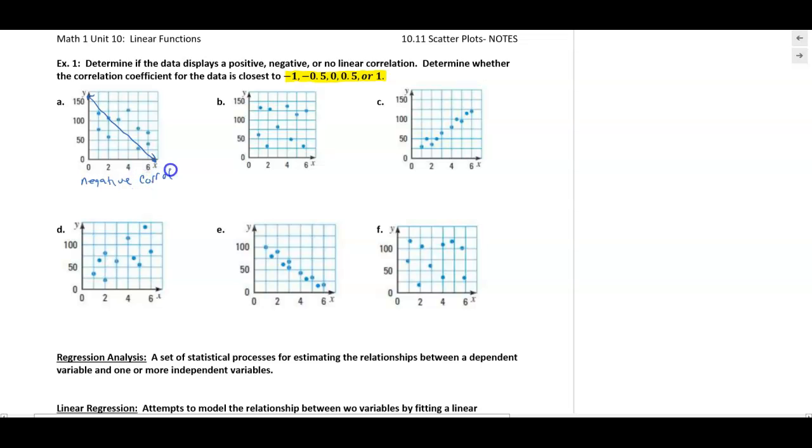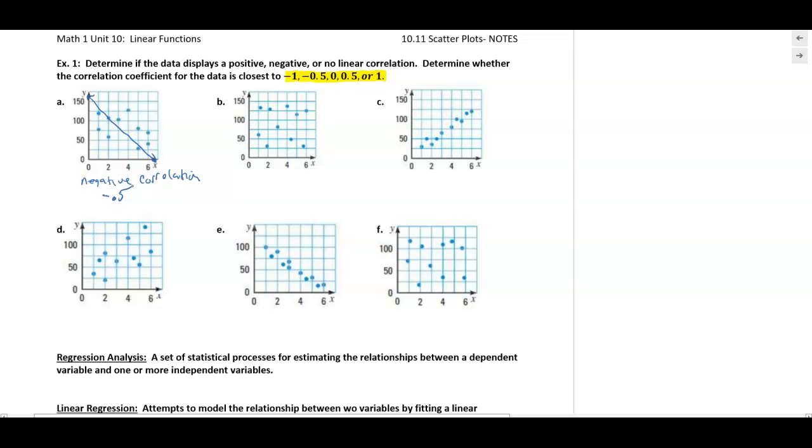And the reason it's negative is because the slope of that line is negative. Now, it's not a really strong correlation, so we're going to say it's not 0, it's not -1, so we're going to say it's about -0.5.